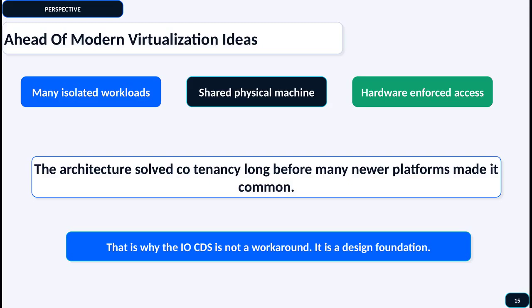Many people now talk about virtualization, shared platforms, and isolated workloads as if they are new ideas. In this architecture, those ideas were part of the foundation much earlier. The IOCDS supports a world where many logical environments can run on one physical machine while still staying controlled. This is why the IOCDS should not be viewed as an extra file someone added later. It is a core part of how the platform makes shared computing safe.